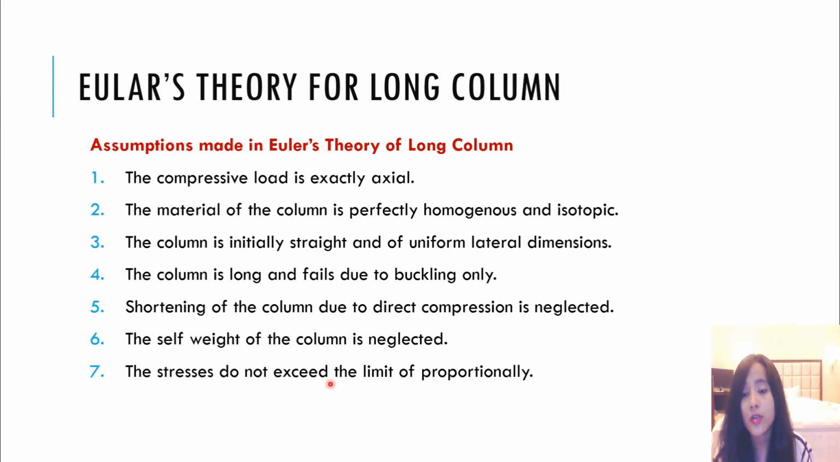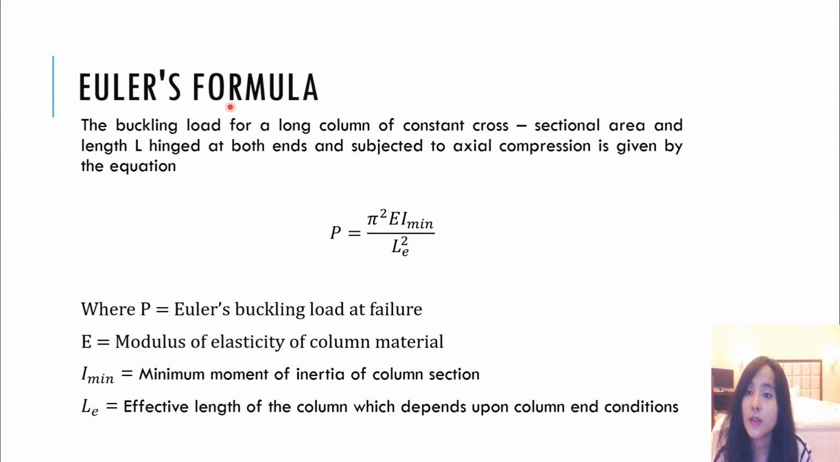The stresses do not exceed the limit of proportionality. अब जो stresses आते हैं column पे, that stresses will not exceed the limit of proportionality. Okay, so now here is Euler's formula. The buckling load for a long column of constant cross-sectional area and length L hinged at both ends and subjected to axial compressive load is given by this equation. So this is the main Euler's formula. Okay, P equals to pi square EI minimum by LE square.